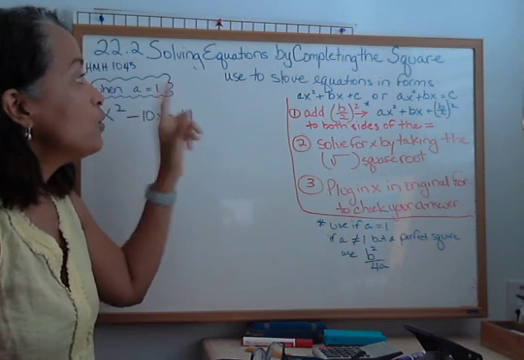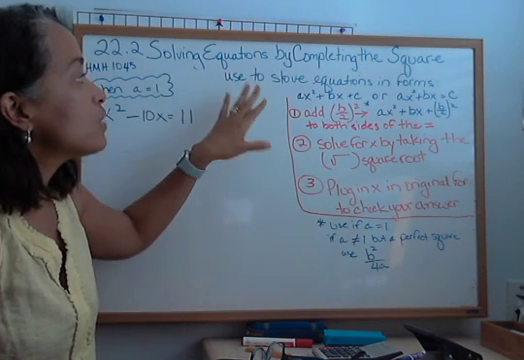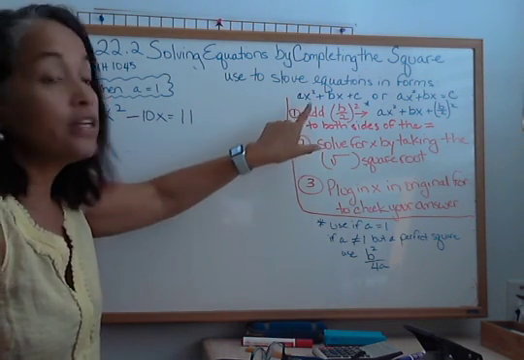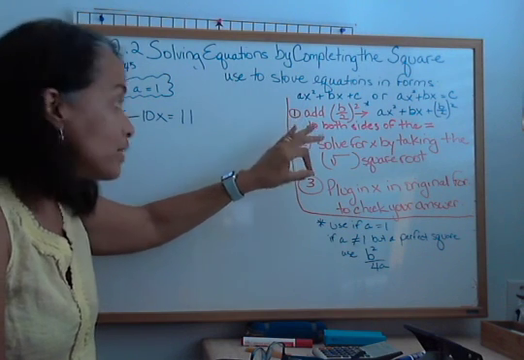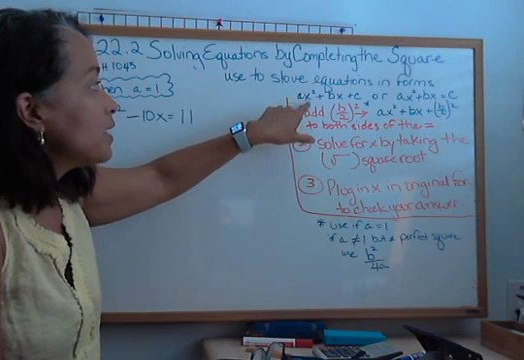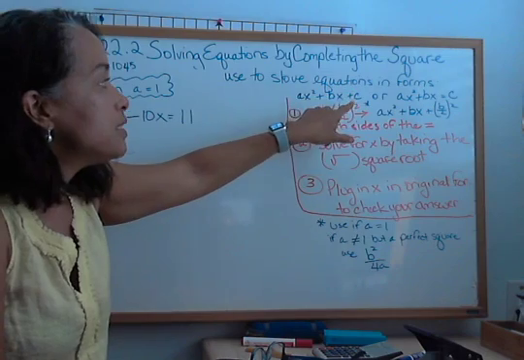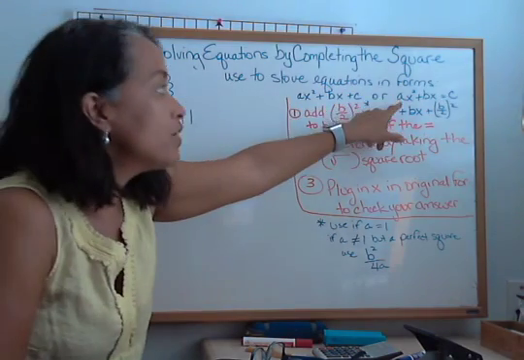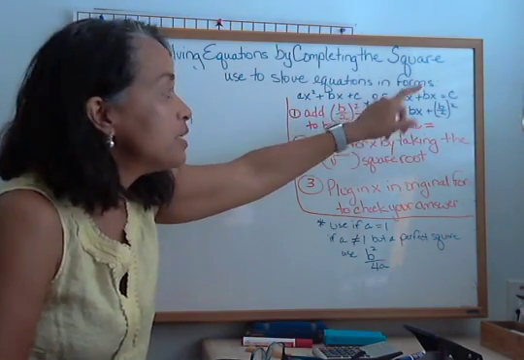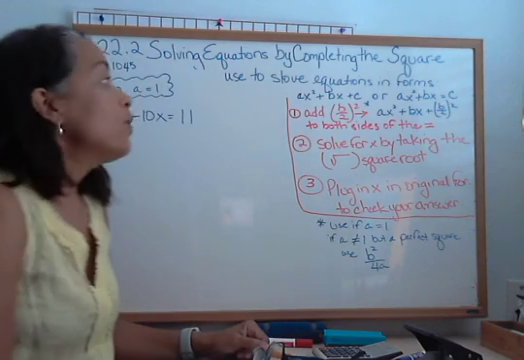So we're going to use this if we are trying to solve equations that are in standard form or almost standard form. What do I mean? Ax squared plus bx plus c is standard form. Or if it's written ax squared plus bx equals c. What are we going to do?